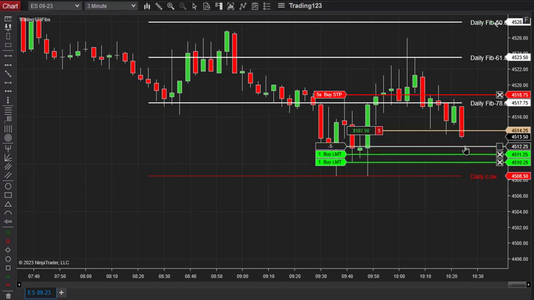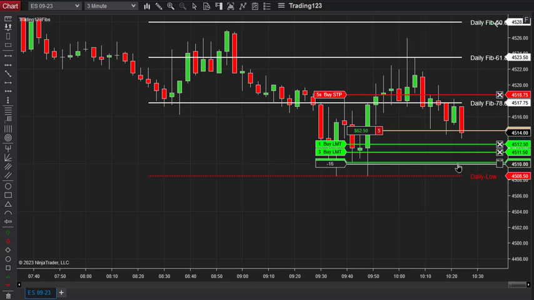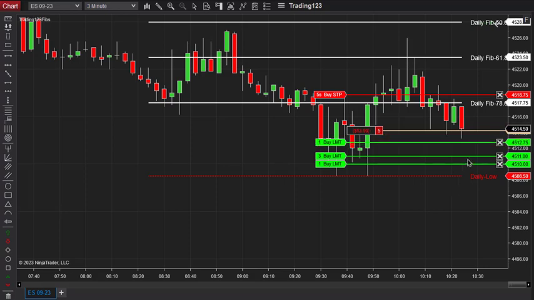Here we are in a live trade on the ES. Looking for it to sell down here. 45.12 is the first support. So let's see which way this goes.